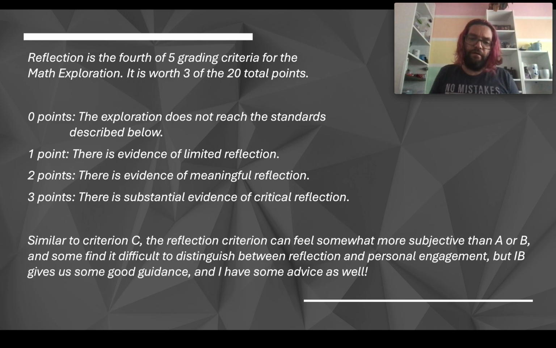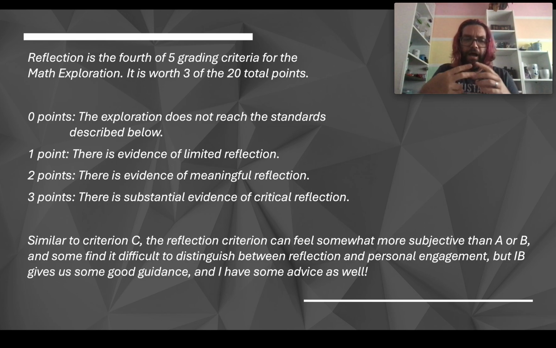Similar to Criterion C, the reflection criterion can feel a little bit more subjective than A or B, and some find it difficult to distinguish between reflection and personal engagement, but IB gives us some good advice, and I have some advice for us as well. Another thing I want to mention here is that in the rubric, the use of the word evidence is interesting. In my opinion, one of the things that word evidence means is that there has to be evidence. It has to be something that's in your paper. We have to see it.